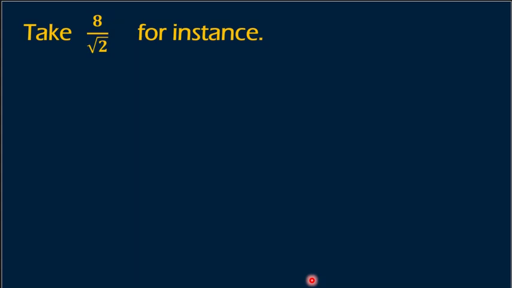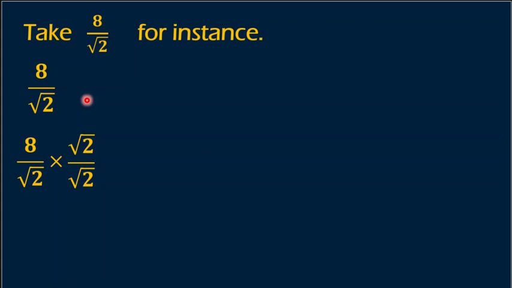Alright then, let's take an instance. Take 8 over root 2 for instance. How do we rationalize this? We can find that we have a surd expression as the denominator, and we said this is what we want to avoid, and so we have to rationalize. Now we rationalize by taking the denominator expression here and then multiply through by both the numerator and the denominator. That is what we said. So we take the root 2 and multiply it for both the numerator and the denominator.